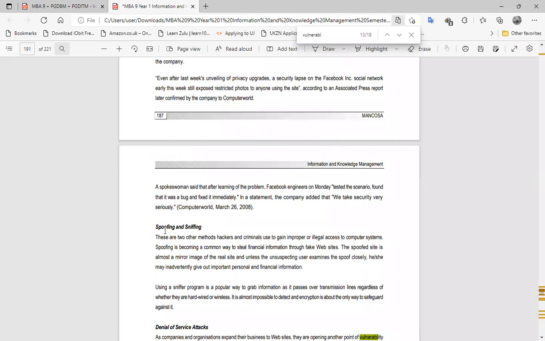Then there's what we call spoofing and sniffing. These are two other methods which hackers and criminals use to gain improper and illegal access to computer systems. Spoofing is a common way to steal financial information through fake websites. Here I'm going to give you practical examples so that you see that these are not just things. Remember, at the end of the day, you need to understand what you'll be talking about. It's not only about writing the exam and passing, because some of these things you're going to meet in real life. That's why sometimes I'm using practical examples so that you really understand.